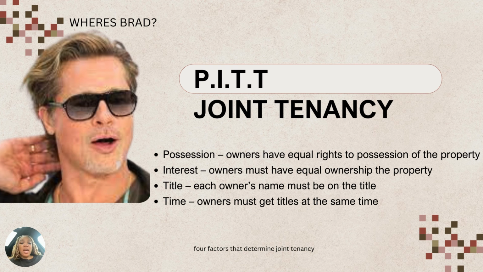With joint tenancy, with possession, they all have equal possession. For interest, they all have equal ownership. So if you see that it's not equal, you would clearly know that's not joint tenancy. All right. So anytime you see joint tenancy, guys, think of where is Brad Pitt, because the P-I-T-T is what you're going to need to know when you see joint tenancy so you can remember it. Okay. So possession, interest, time, title. Got it?